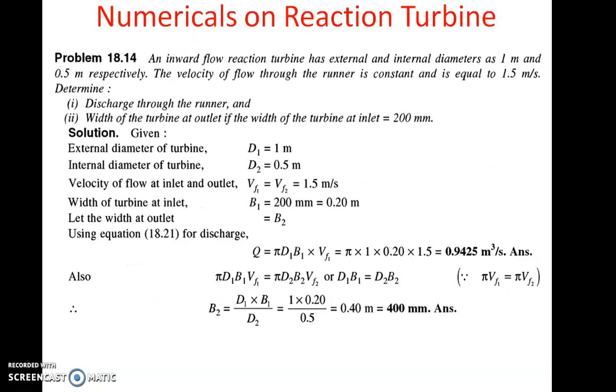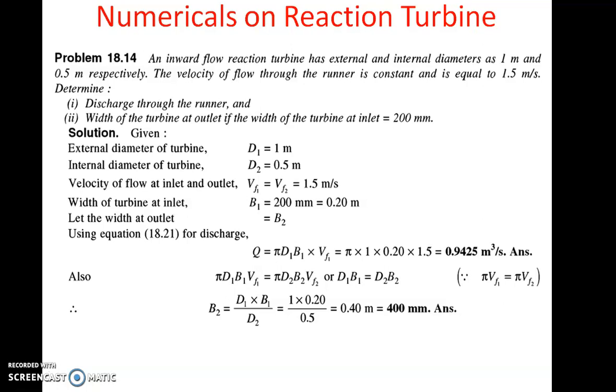Let us quickly see one or two numericals on the inward flow reaction turbine, radial flow reaction turbine. An inward flow reaction turbine has external and internal diameters as 1 meter and 0.5 meter respectively. So for inward flow reaction turbine, the external diameter means outer diameter is 1 meter and inner diameter is 0.5 meter. So water is going to enter from outer to inner. That's why it is called the inward flow reaction turbine. So here your D1 will be 1 meter and D2 will be 0.5 meter. That notation you have to remember.